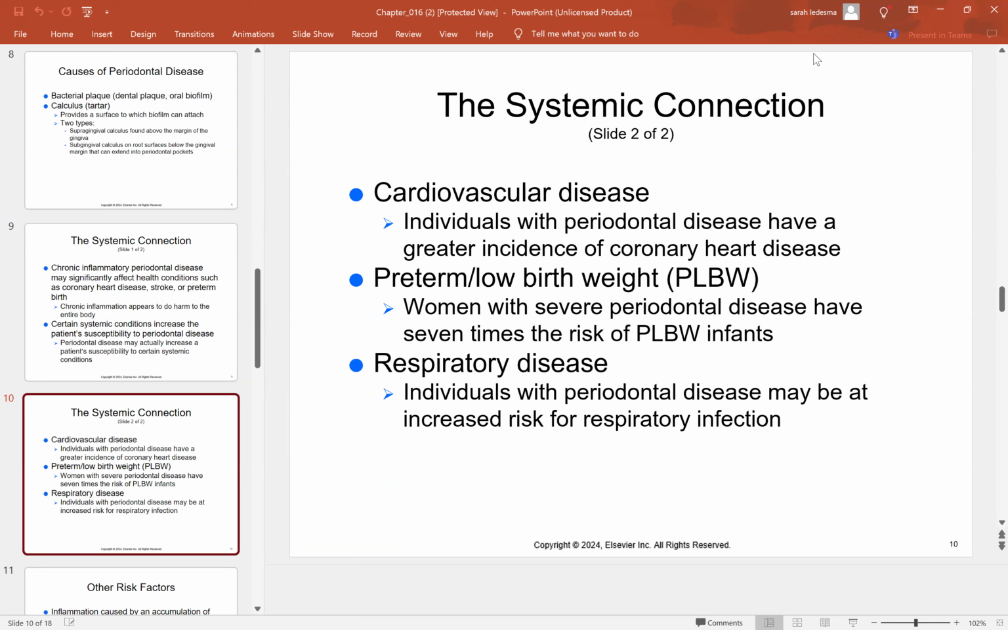Cardiovascular disease: individuals with periodontal disease have a greater incidence of coronary heart disease. Preterm low birth weight: women with severe periodontal disease have 7 times the risk of preterm low birth weight infants. Respiratory disease: individuals with periodontal disease may be at increased risk for respiratory infection.